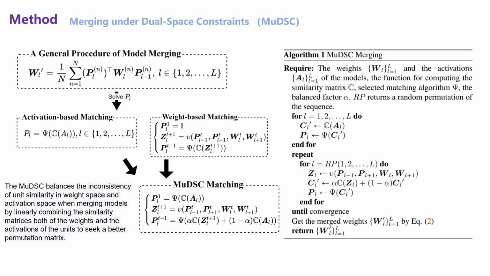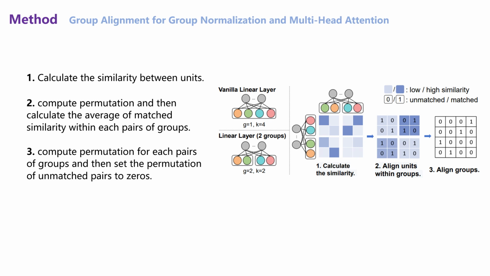To constrain the alignment of neurons in both weight and activation space, we propose a model merging method with dual space constraints. Our method balances the inconsistency of unit similarity in weight space and activation space when merging models by linearly combining the similarity matrices of both the weights and the activations of the units to seek a better permutation matrix. Furthermore, we developed a group alignment algorithm specifically tailored for modules with group structure.